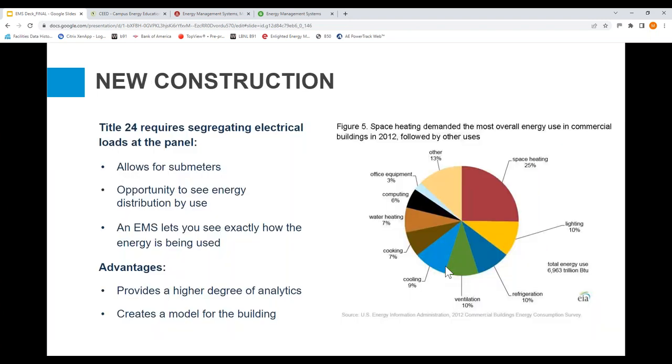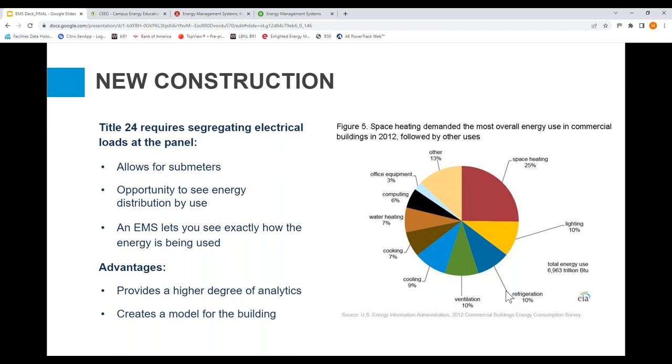Okay. So let's talk a little bit about new construction and how the implementation of an EMS might go. At least in California, Title 24 requires us to segregate our loads at the electrical panel. By doing this, it makes it extremely easy to put in submeters and basically get your data by end use. That's something that we pretty much see on all buildings.